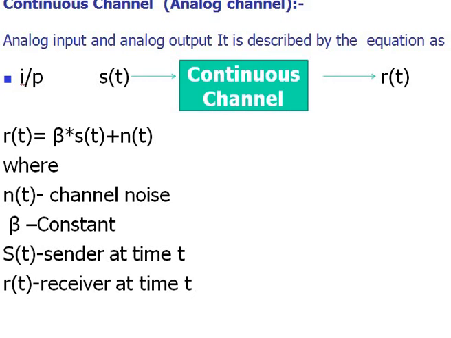So let's see continuous channel. It is analog in nature, analog input and analog output, which is described by the equation R(t) = β S(t) + N(t), where N(t) is nothing but channel noise, β is one constant, S(t) is the sender at time t, and R(t) is the receiver at another time t.